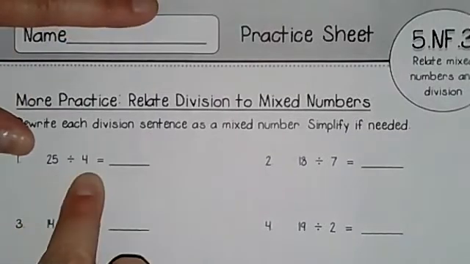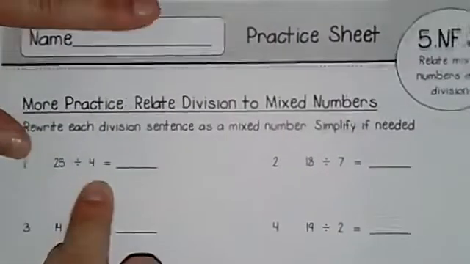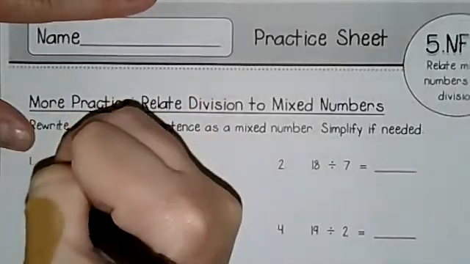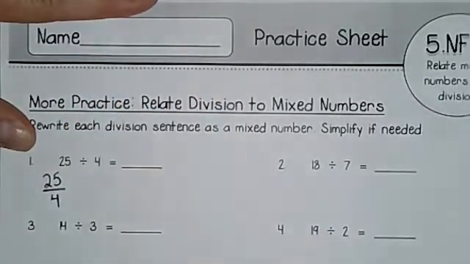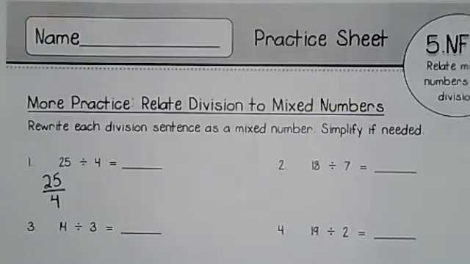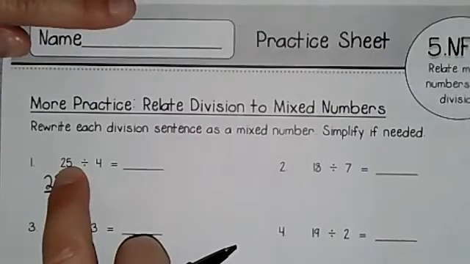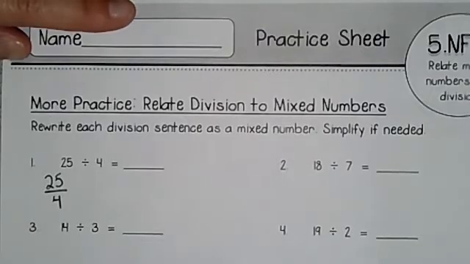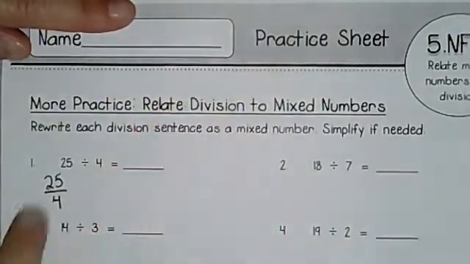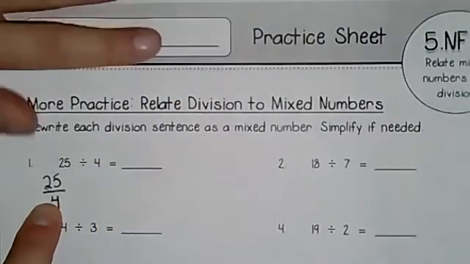I've got 25 divided by 4. First off, go Dr. Phil on it. 25 divided by 4 is 25 fourths. All it is, you just go Dr. Phil on it. The dividend is the numerator. The divisor is the denominator. Then what we're going to do is, this is a big, fat, nasty, big-headed fraction.